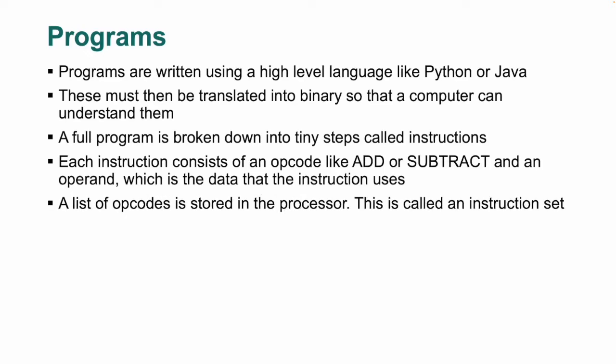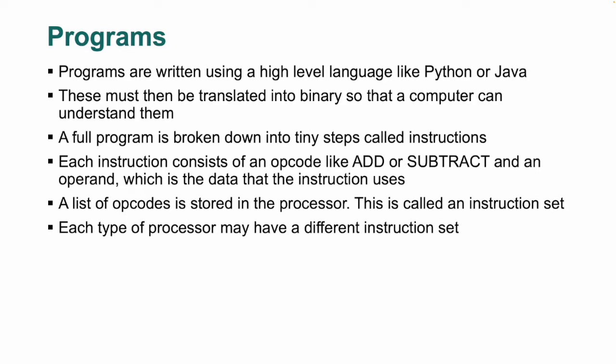A list of opcodes is stored in the processor, and that's called an instruction set. Every different type of processor might have a different instruction set. So that's a challenge when translating a high-level language into binary, because it depends what kind of processor you're going to run your code on.